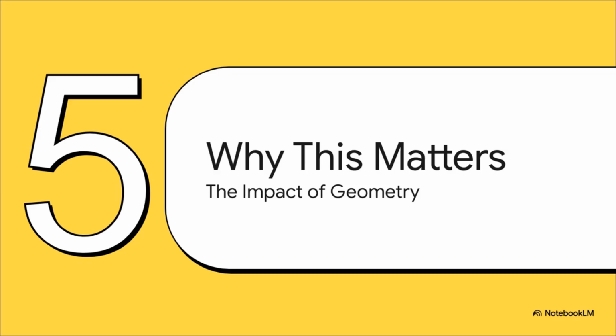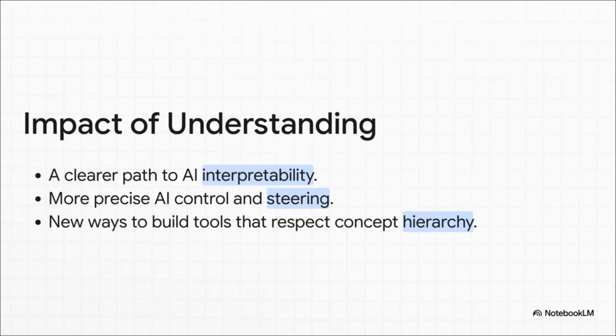But so what? What can we actually do with this knowledge? Why does mapping this internal world even matter? Well, understanding this geometry gives us a real map to the model's mind. It gives us a much clearer path to interpretability. We can finally see how concepts are structured. It allows for way more precise control. Instead of just clumsy prompting, we could perform surgical interventions on the model's actual representations. And it tells us we should be building our tools totally differently, in a way that respects this natural, right-angled structure of the model's own knowledge.